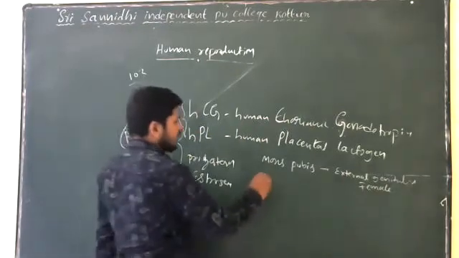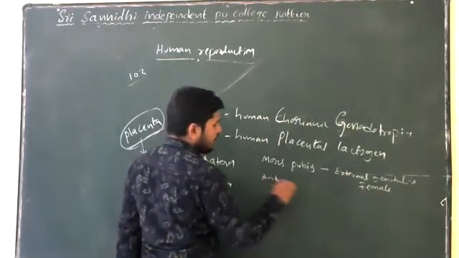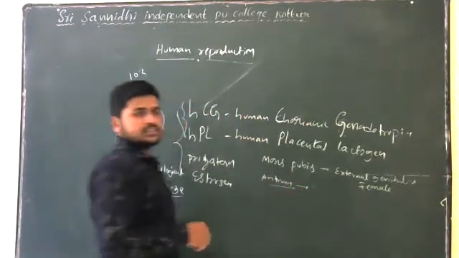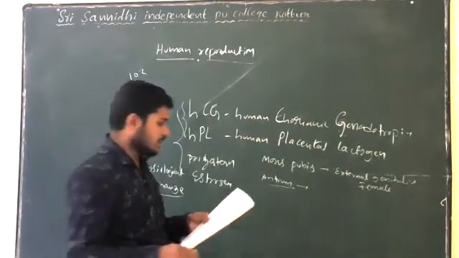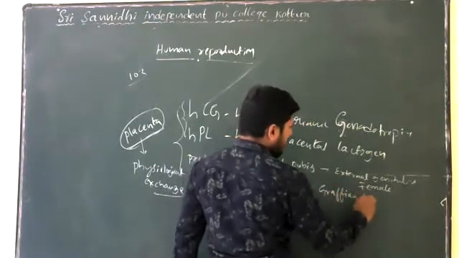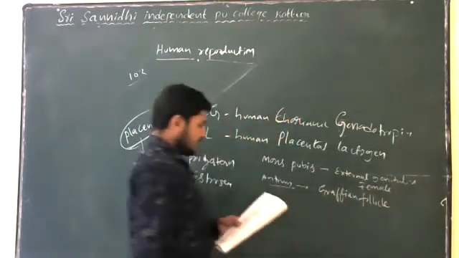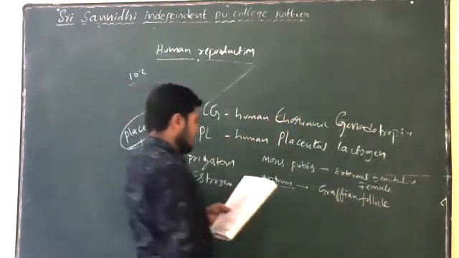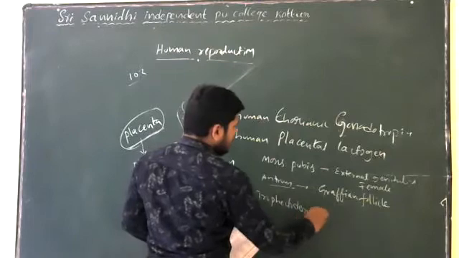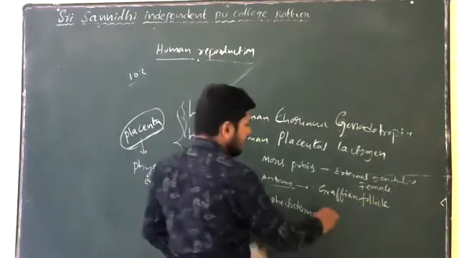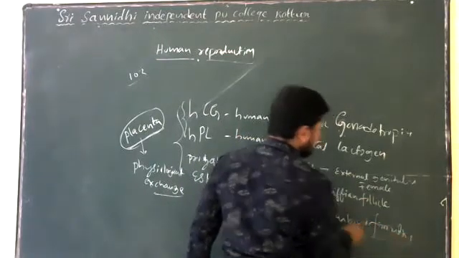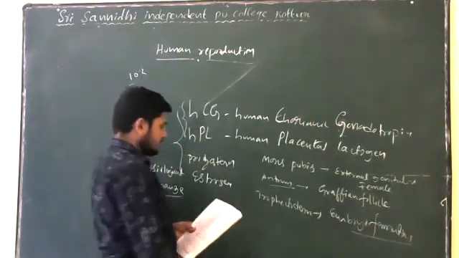The second item is antrum. What do we mean by antrum? It is a fluid filled cavity present in a tertiary follicle that is converted into a mature Graafian follicle. Next is trophectoderm. This is a layer mainly involved in embryo formation. The trophectoderm plays an important role during embryo formation.